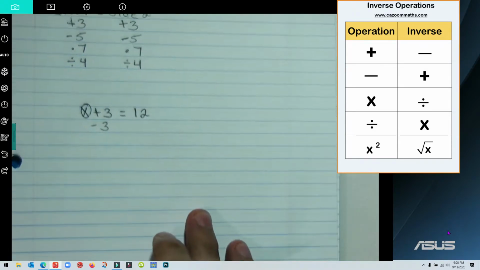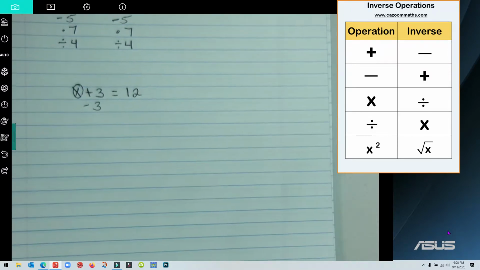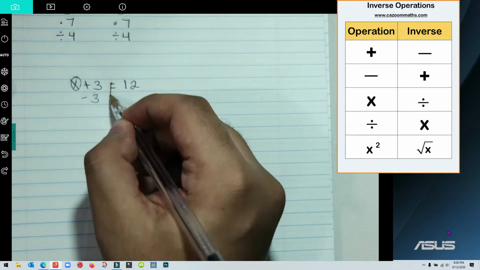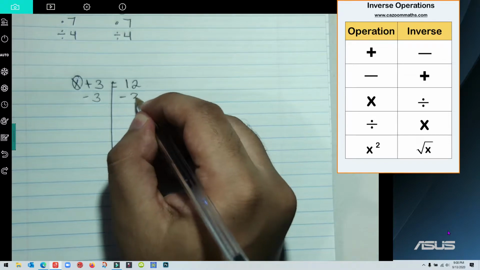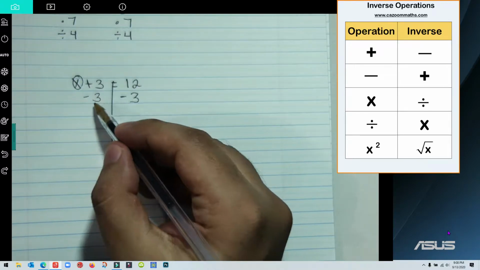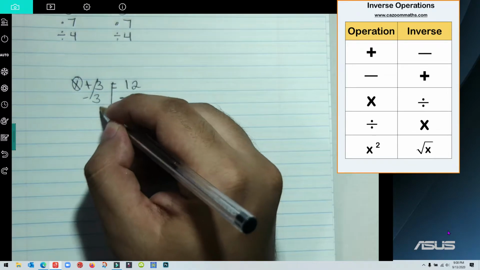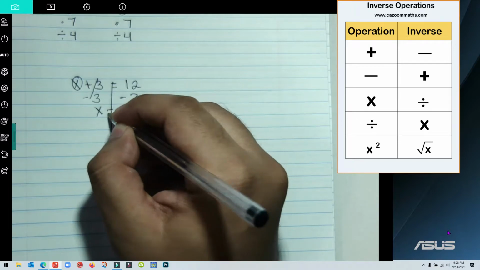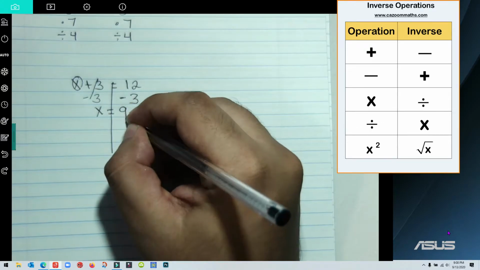Based off what I said up here, when we're trying to keep our equation balanced, whatever I do to side 1, or the left side, I'm going to make sure that I do to the right side. So plus 3 minus 3, these guys cancel out, and I'm left with only the variable x equals, on the right side I have 12 minus 3, so I'm left with 9.